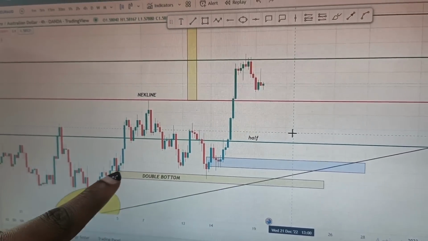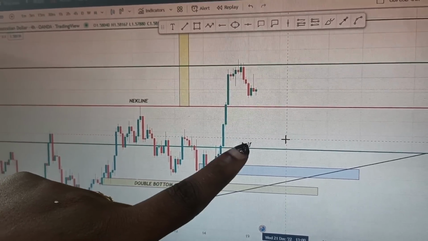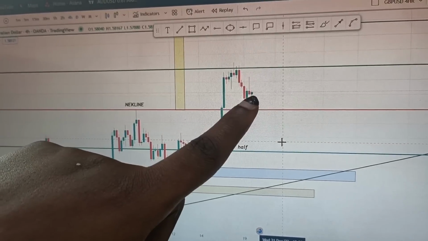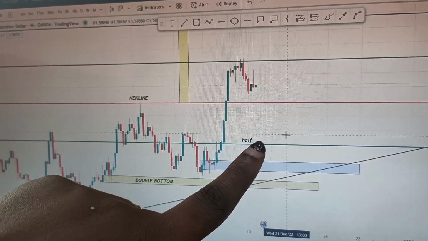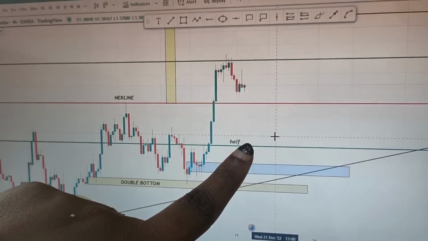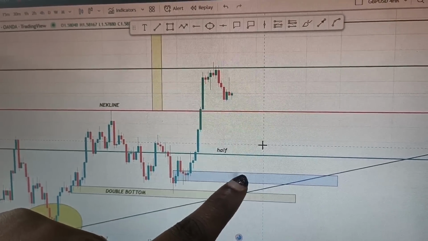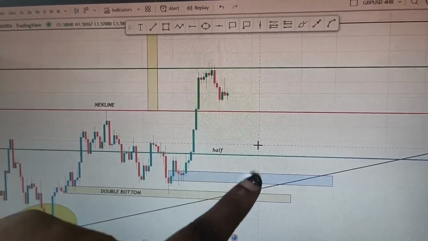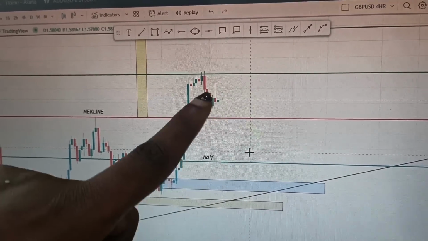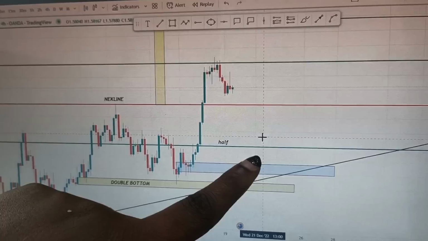Let me tell you, anytime you have a double bottom and the half was broken, you can see it never got retested. So there's so much potential for this market coming back to 55.95 to retest this half. And then there's the order block and there's the trend line. So this is an area where the market can drop into. Now you know everything, you have put everything into place.